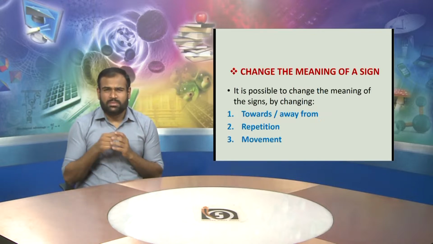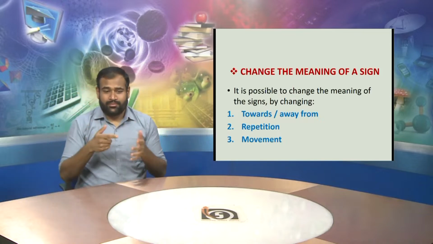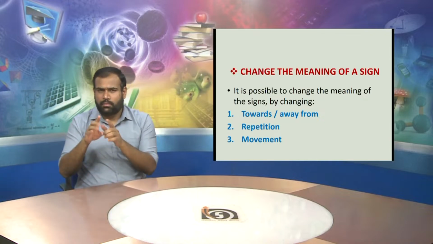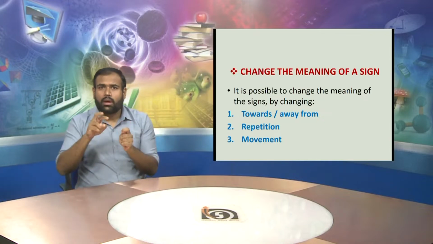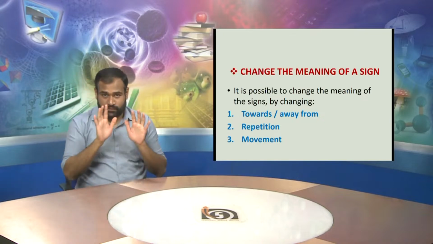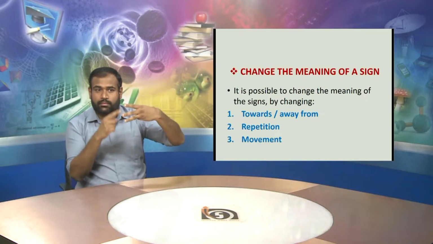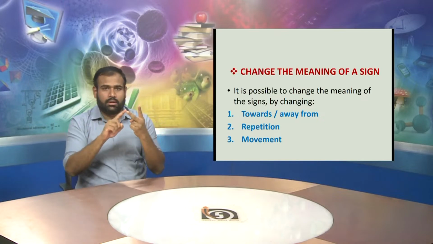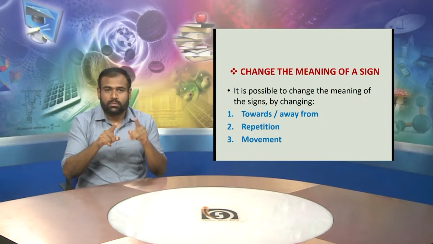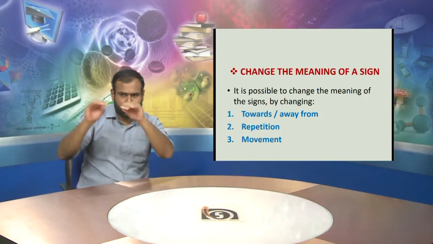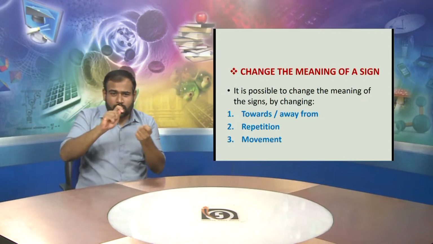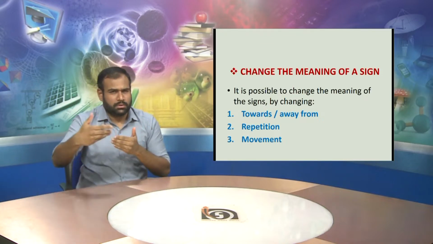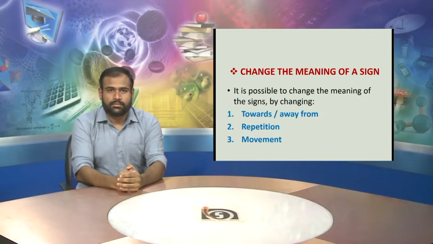We were talking about the word structure. Now, from here onwards, we will be understanding how the meanings change in sign language. There are basically three methods and three possibilities to change the meaning of the sign. The first one is by changing the direction, second is by changing the repetition, and the third is movement. So three basic methods, we will be understanding them in detail.